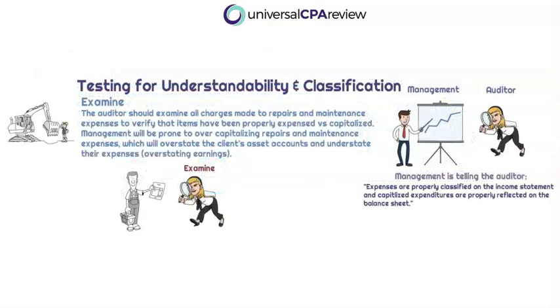And finally, understandability and classification. The auditor should examine all charges made to repairs and maintenance expenses just to verify that items have been properly expensed versus capitalized. Okay, so in addition to that, management will be prone to overcapitalizing repairs and maintenance expenses, which is going to overstate the client's asset account and understate their expenses. Okay, so that would overstate earnings. So it's important that we understand that the asset was capitalized when it should have been and expensed when it should have been.